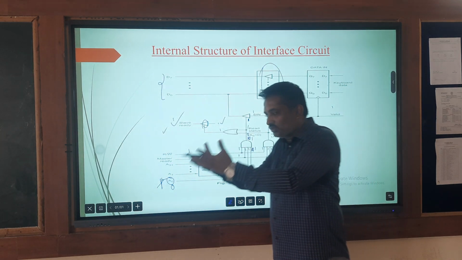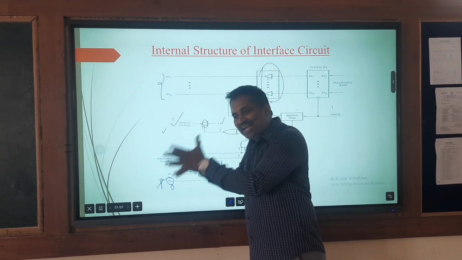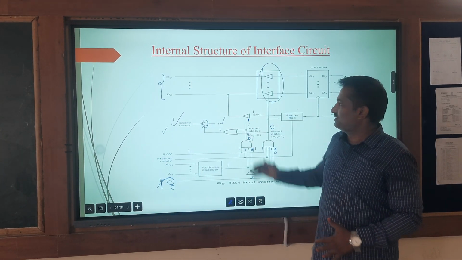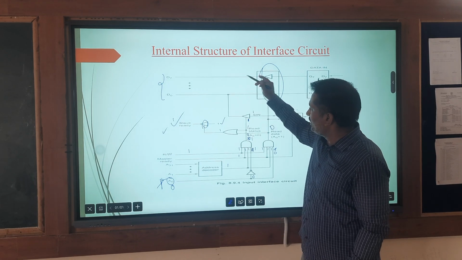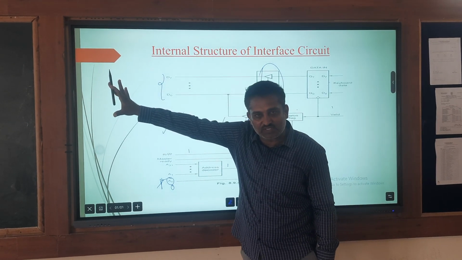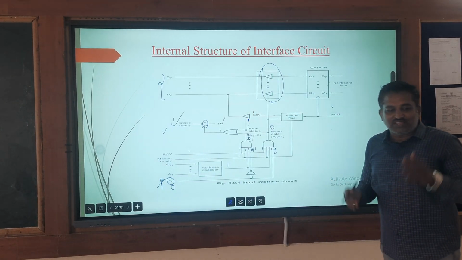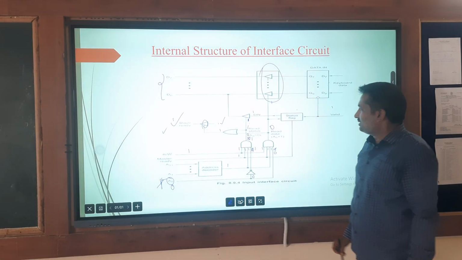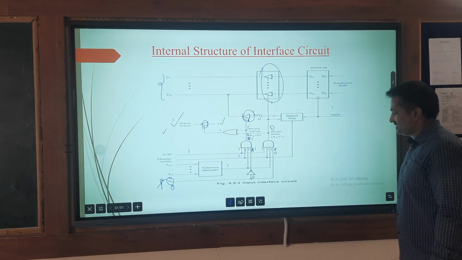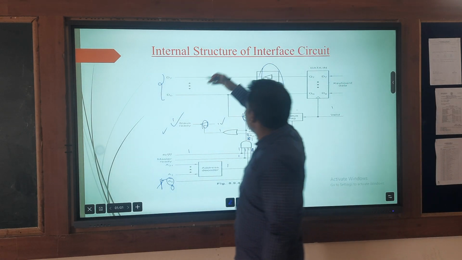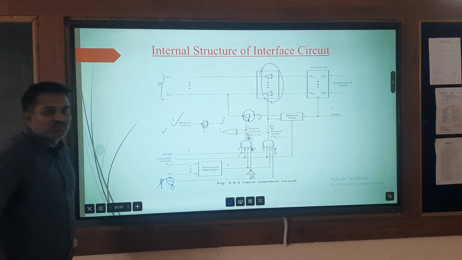Now you are going to read the status information on the lines. With this, you are going to read the status information. Whether the data is present in the data lines or not can be identified with the help of these status lines. This is the internal circuit of the interface circuit.